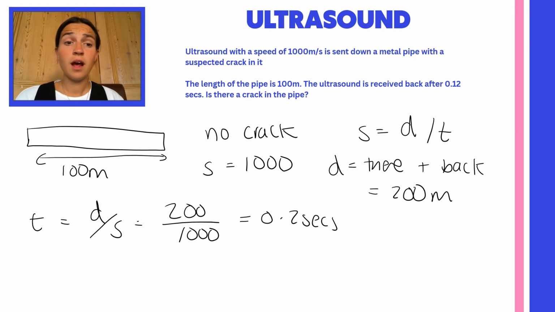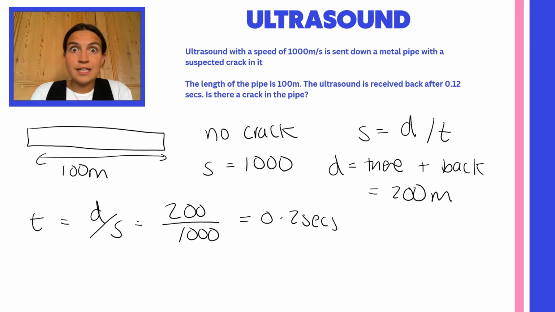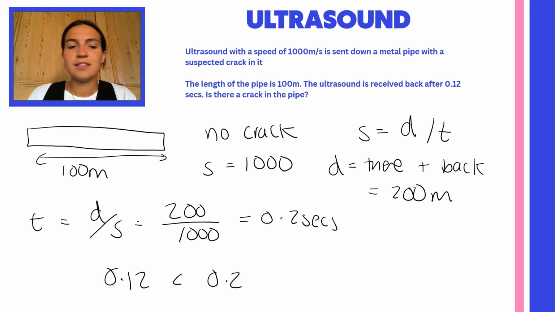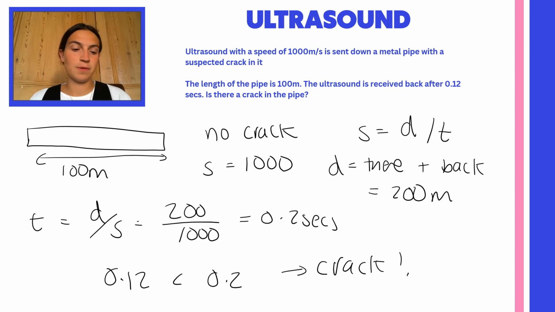In my question, I was told that I actually received this ultrasound after 0.12 seconds. So since 0.12 is a shorter amount of time than 0.2, I know that that ultrasound must have been reflected back at some point before the end of the pipe. And that suggests that there is a crack inside my pipe. There's a little bubble of air somewhere which is providing that partial reflection for my ultrasound wave.